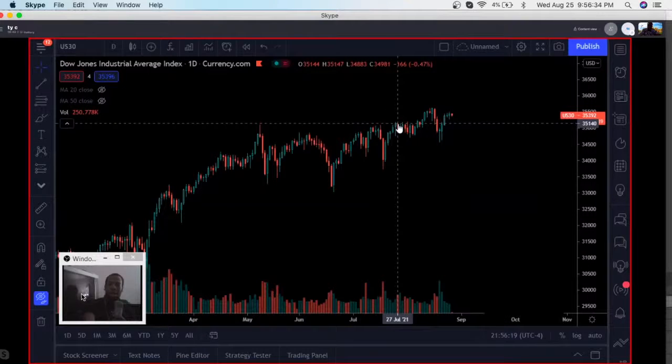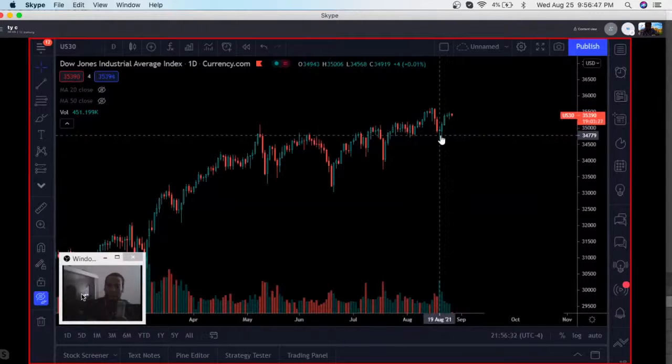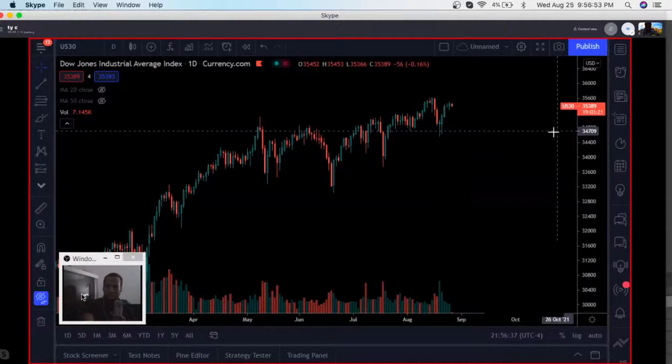35,150 for a long time, for a couple of weeks actually. And then we saw prices break out. They eventually came right back to that level though, right? And guess what happened? They bounced off of that level. They made a higher low and continued to move back to the upside. So those are the types of moves that we like to look for when it comes to the Dow Jones.